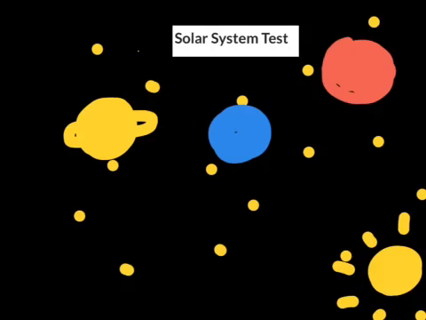Number 2. What two forms of energy do we get from the Sun? A. Light and oxygen, B. Heat and oxygen, C. Light and heat.